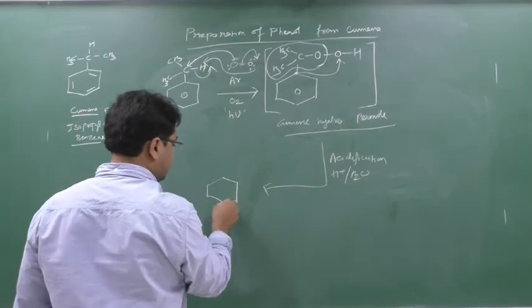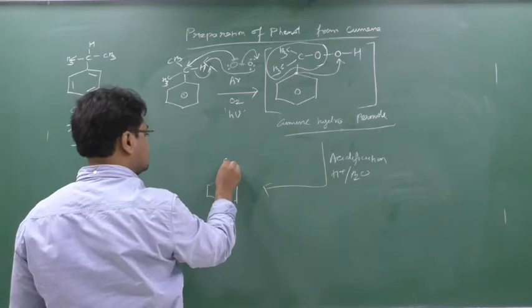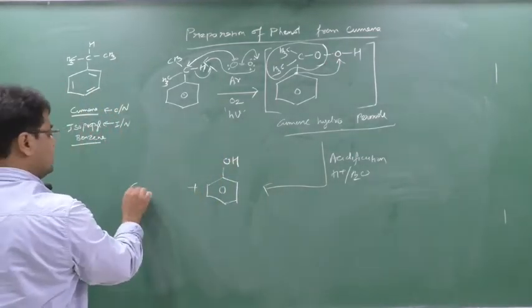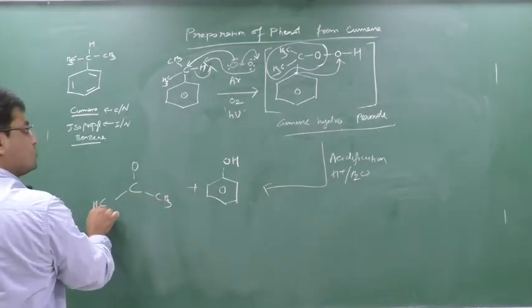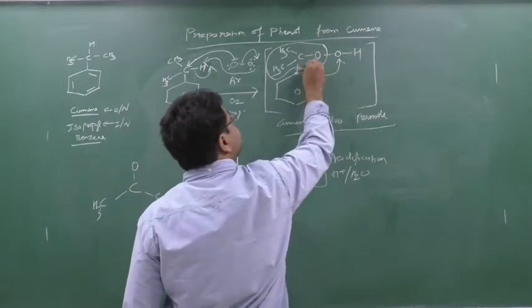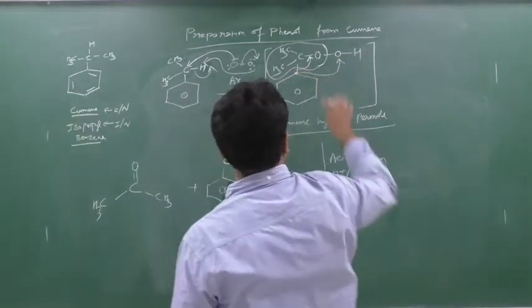So there is a phenyl, and the phenyl is now attached to this oxygen, means there is an oxygen and here hydrogen, and what is the removal? The removal is C, there is O and CH3 and CH3. So this bond will shift here, and this bond will shift here. So this will convert into a double bond, and this full phenyl will shift to this OH.